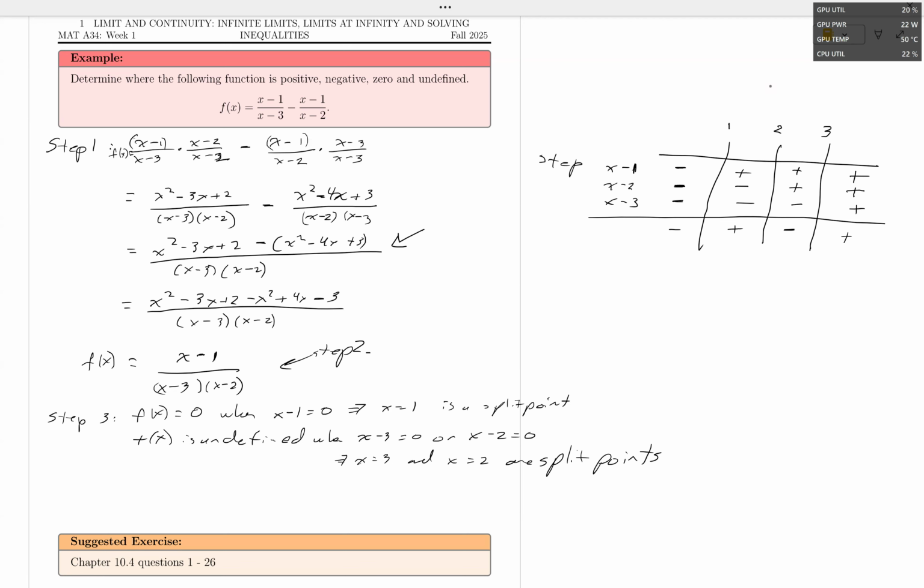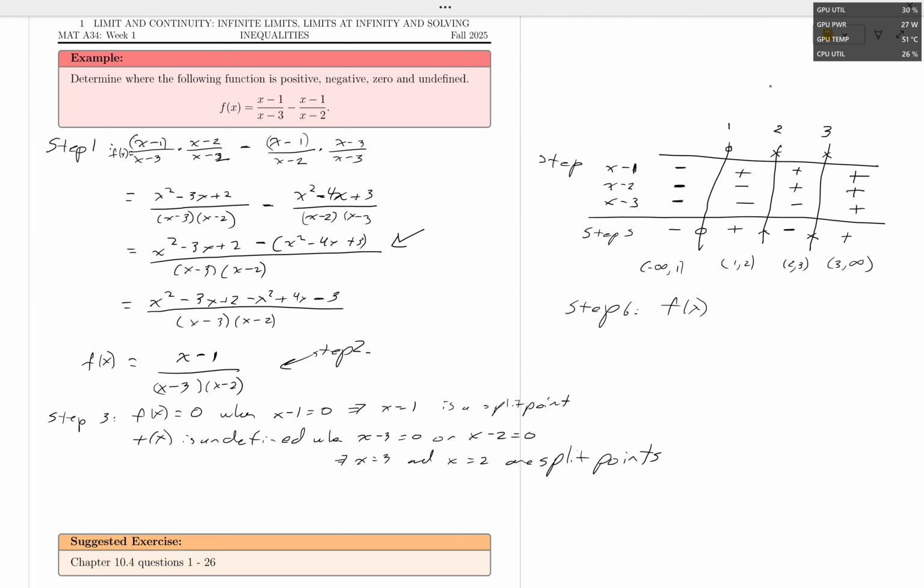And I'm just going to, for clarity, write the intervals. Minus infinity to 1, 1 to 2, 2 to 3, 3 to infinity. And I'm going to write what the function equals at these points. Here it's 0, here it's undefined, undefined. So here I'm 0, here I'm undefined. This here is step 5.